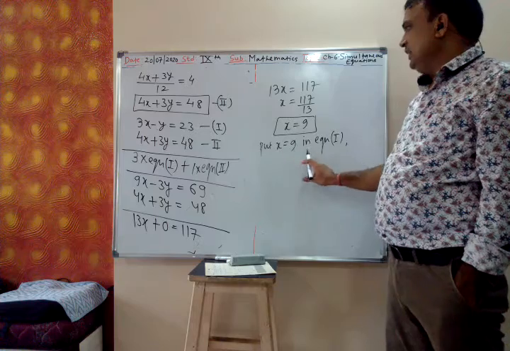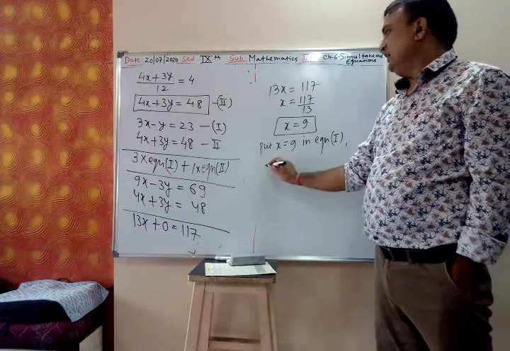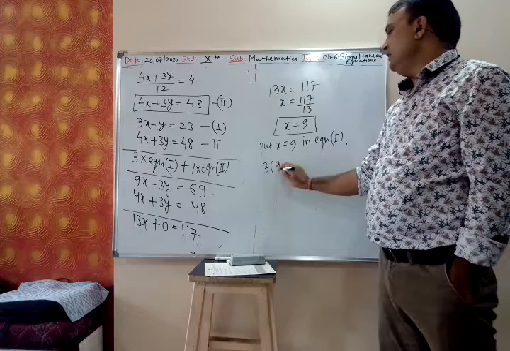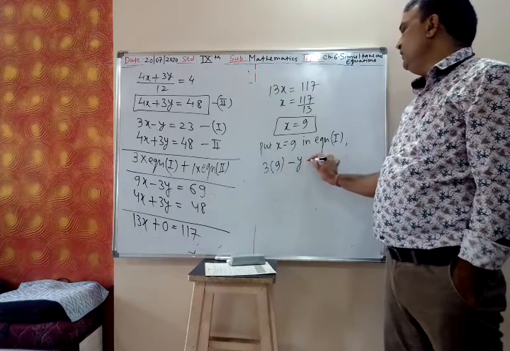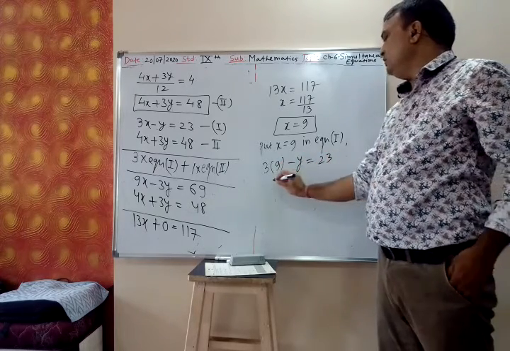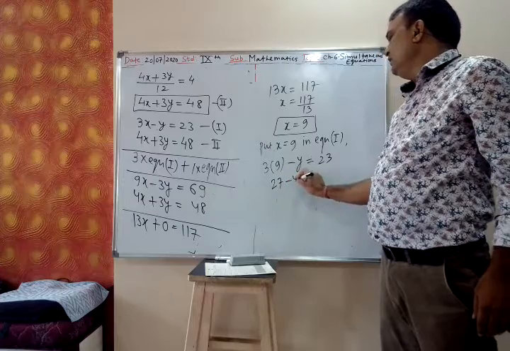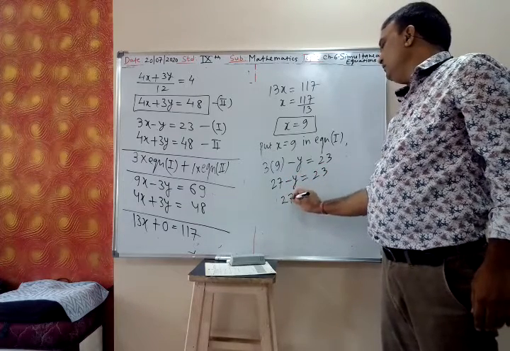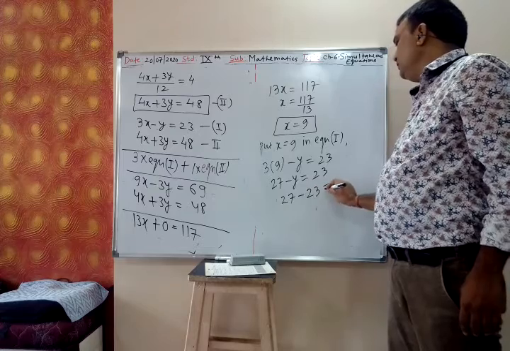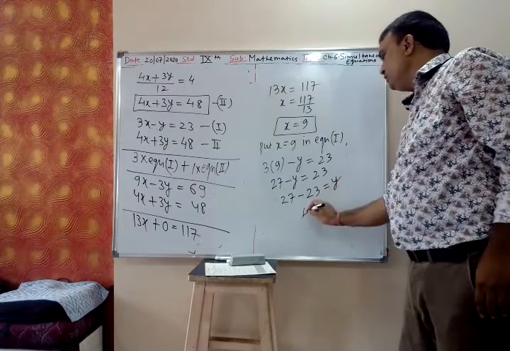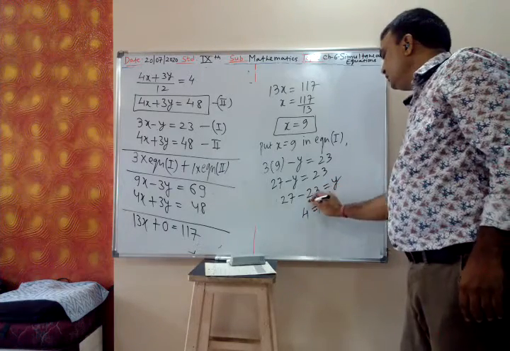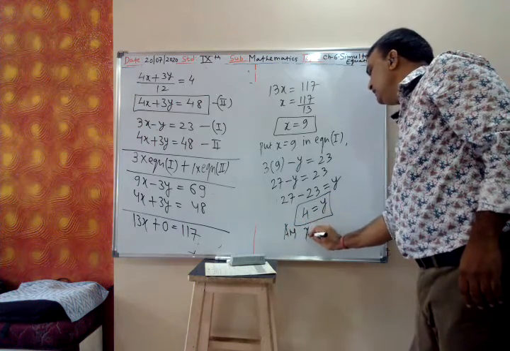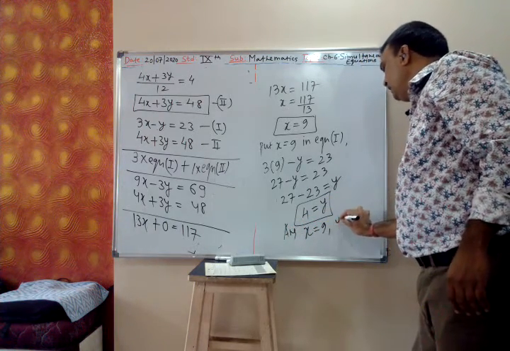Put x is equal to 9 in equation 1. So x is 9. So 3 into 9, 27. 3x minus y is 23. So 3 into 9, 27. Minus y is 23. So 27 minus 23 is equal to y. So 4 is equal to y, not 5. So y value is 4. So our answer is x is 9 and y is 4.